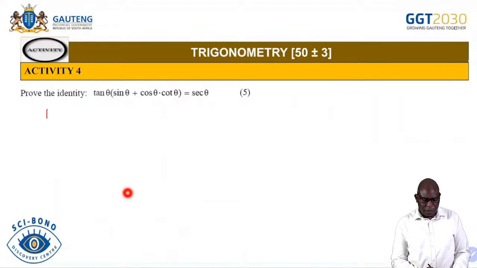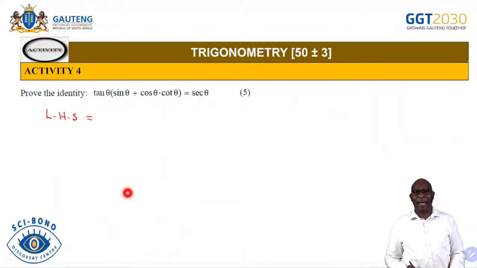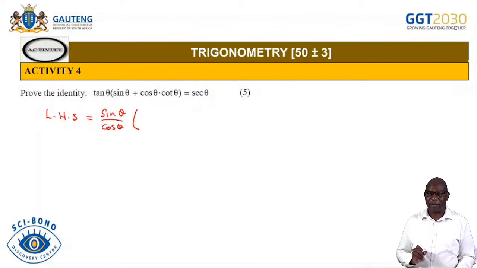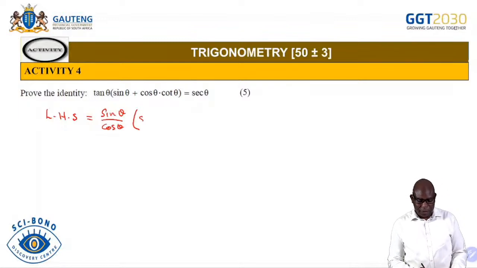Because first of all, when I'm proving identities, I must use one side. So I'm going to use the left-hand side. Tangent, I'm going to change it to sine theta over cos theta. This you must know. It's not there in the formula sheet. Please know it. The sine of theta plus cos theta will be the same as cos theta over sine theta. Remember, it's the opposite of tan.